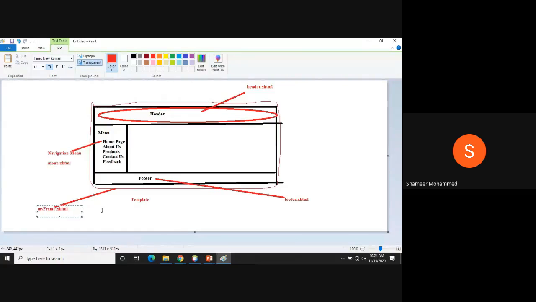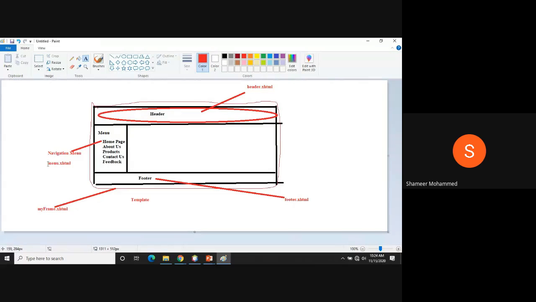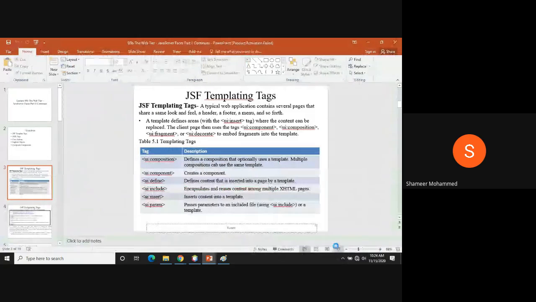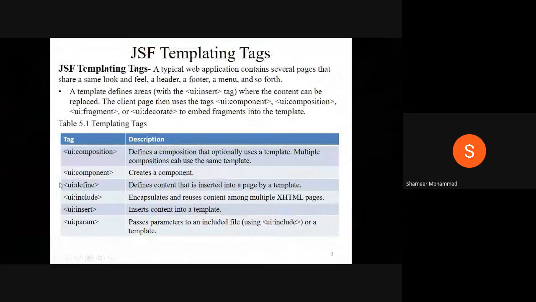So inside this my frame, you have header, you have menu, you have footer. Three files inserted in one page. So header, footer, and this menu will remain the same. Only this part is changing. All these things we can do using these JSF template tags: composition, UI component, UI define, include, insert, param, fragment, etc. Many are there. We don't use many, but based on our requirements, we use them.